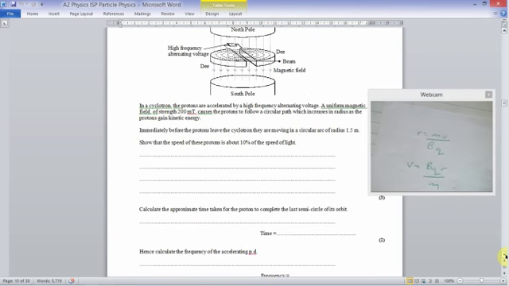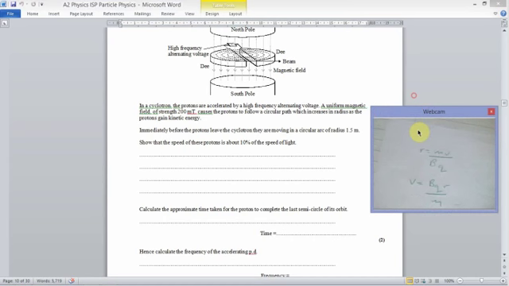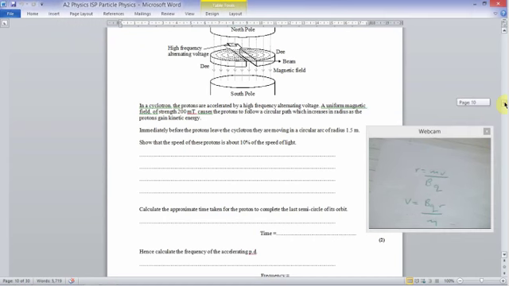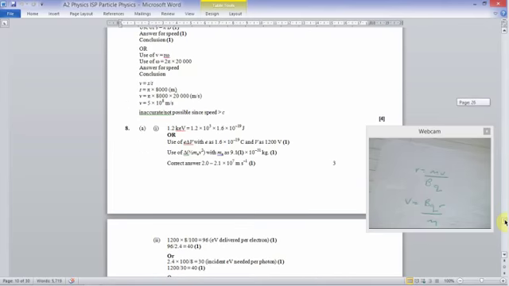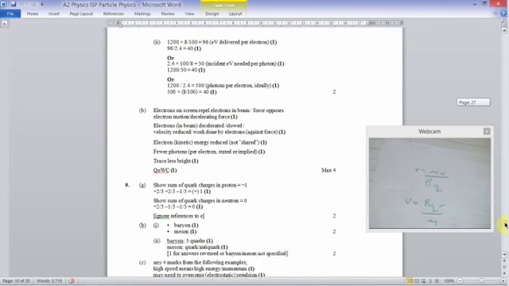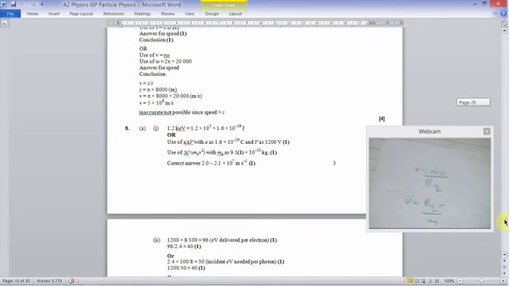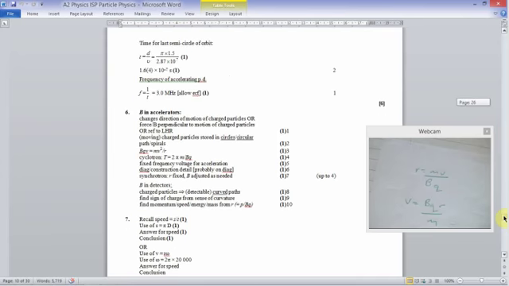Calculate the approximate time taken for the proton to complete the last semicircle of its orbit. What they're actually asking us to figure out here is the time period. Essentially the time period is related to the frequency, so we need to use the frequency to allow us to do this. What equation can we use, considering they haven't given us any information on that? Let me show you where you get that information from. Actually, I'll show you on the mark scheme. There we go.